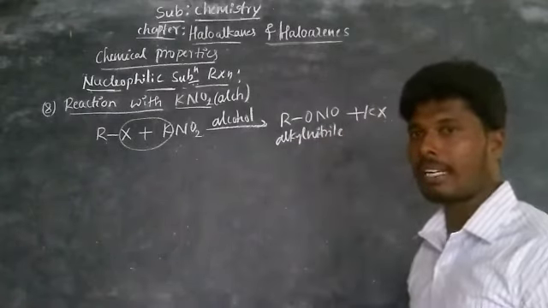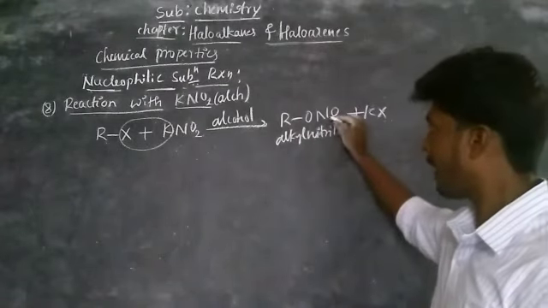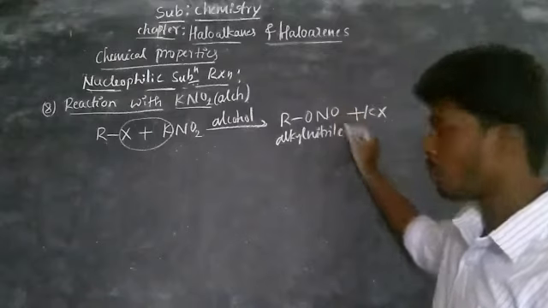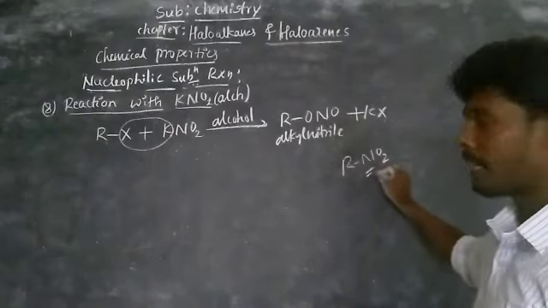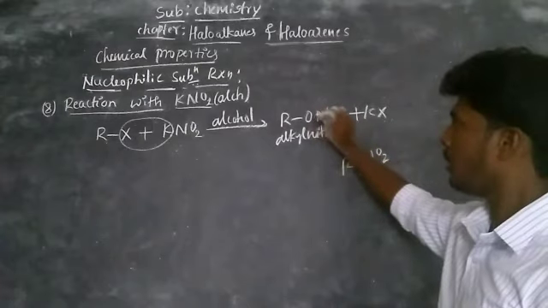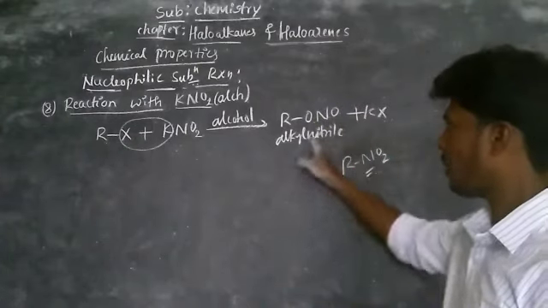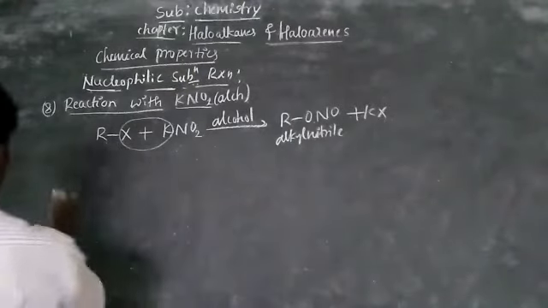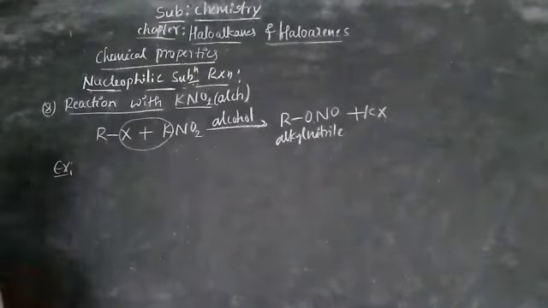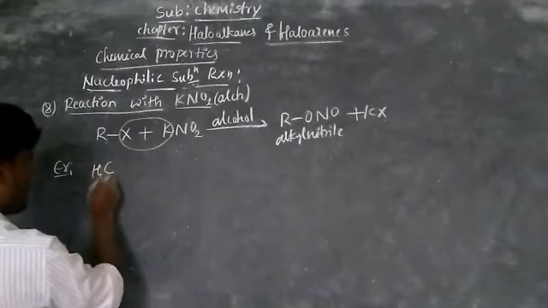Alkyl nitrite. You get alkyl nitrite. You should write it like that only: don't write RNO2 here, write RONO. That is called alkyl nitrite. And take an example: in place of R, CH3 bond.